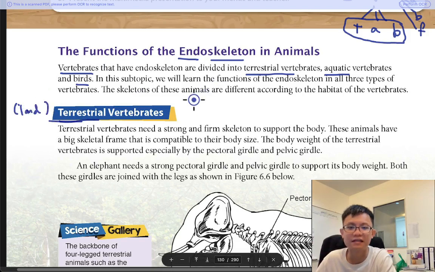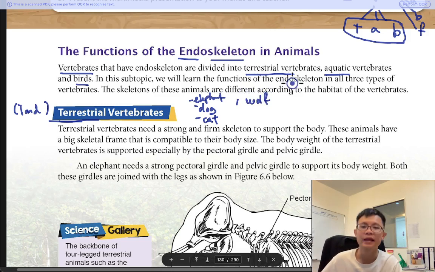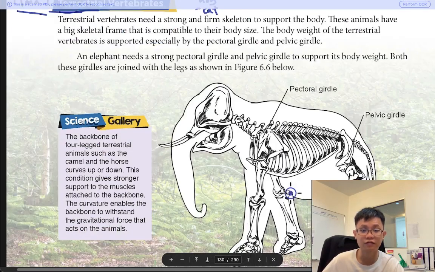Okay, so maybe we can say elephant, we say dog, we say cat, we say anything on the land. Okay, giraffe, wolf, and so on. Anything that is on the land, we call it terrestrial vertebrate. Elephant and so on.